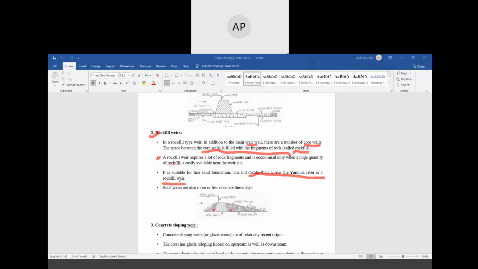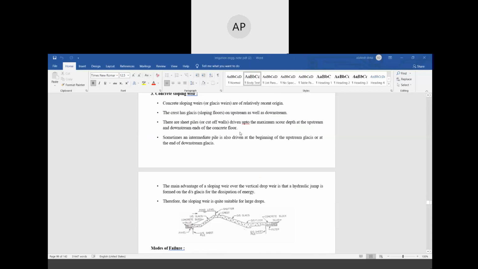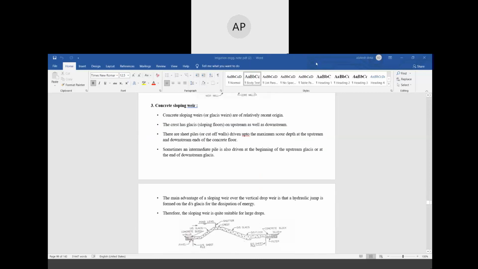Okay? Such weirs are also more or less obsolete these days. Next is concrete sloping weir. Concrete sloping weirs or glacis weirs are of relatively recent origin. The crest has glacis on upstream as well as downstream. So in concrete sloping, it has a slope in the downstream as well as in the upstream area. Both sides have a slope, different slopes.